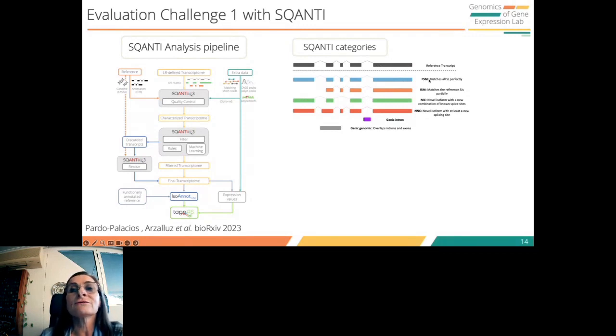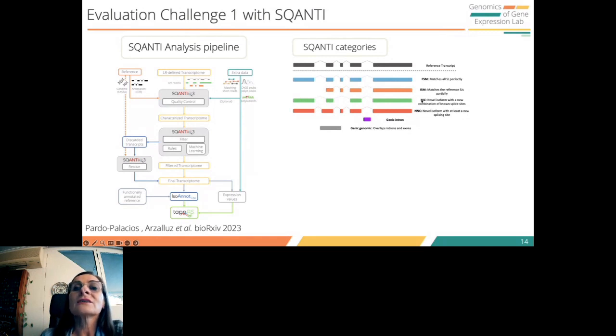So we have full splice matches, and we will talk a lot about these terms. Full splice matches are long-read transcript models that match a reference transcript at all splice junctions, like here. They may vary at the ends, but the junctions are matched. We name incomplete splice matches those transcript models that match the reference at all splice junctions except for some of them, either at the 5' end or the 3' end of the transcript. So in principle, they look like fragments, although they could also be, for example, alternative transcription start sites.